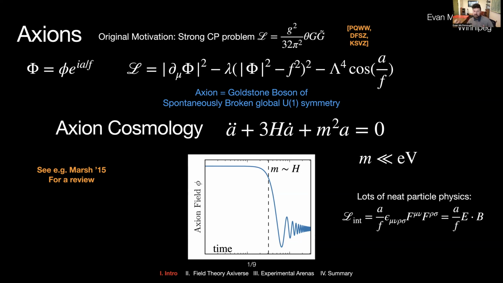The axion is the Goldstone boson of a spontaneously broken global U(1) symmetry, where here I have a Higgs potential for Phi. In the vacuum, Phi picks up a VEV. This is the axion decay constant. Through non-perturbative effects in quantum field theory, I get some cosine potential, which breaks the shift symmetry of the Goldstone boson down to a periodic shift symmetry, generating a mass for the axion.